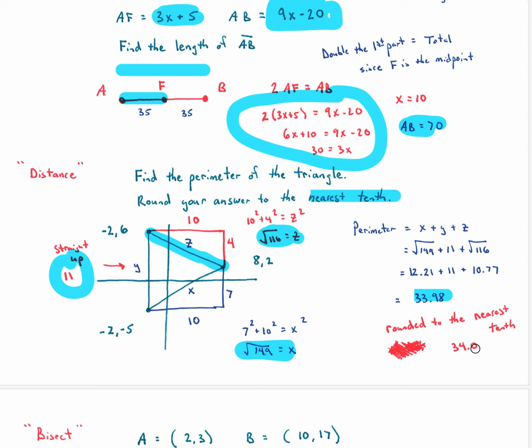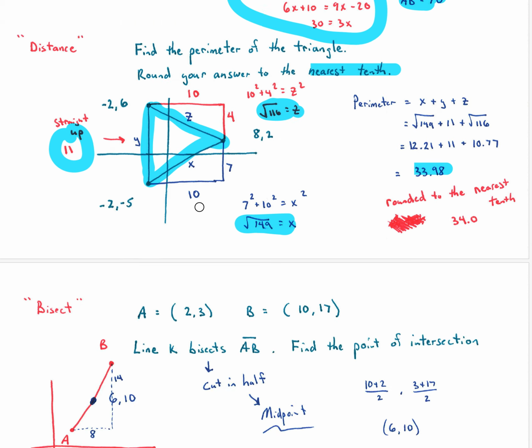So we rounded to the nearest tenth, and we're going to get 34.0. Again, the perimeter of the triangle, what we want to do is say this plus this plus this. That's the perimeter of the blue triangle. And again, basically we had to do the Pythagorean theorem twice. Once to find z and once to find x.